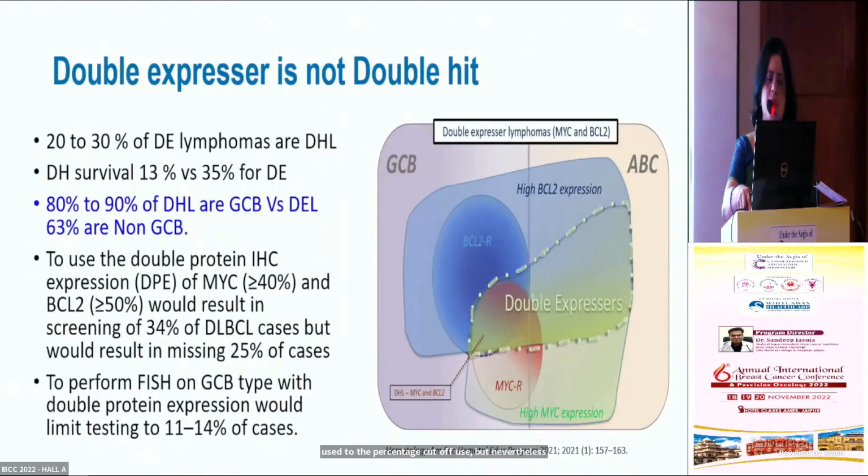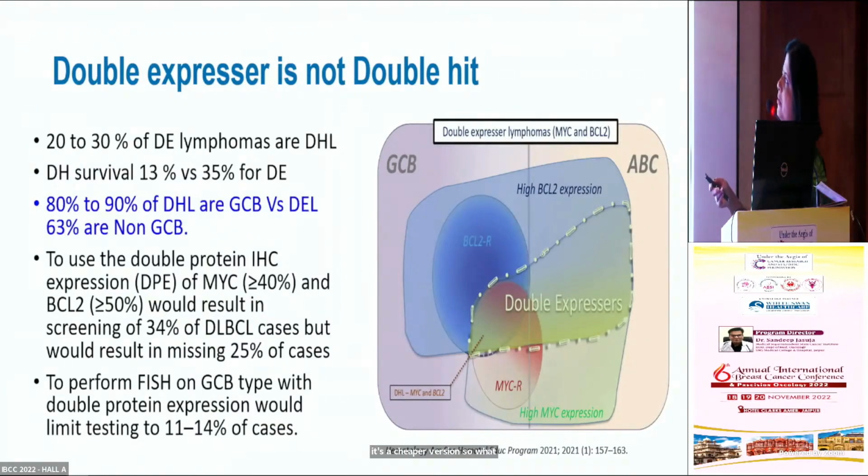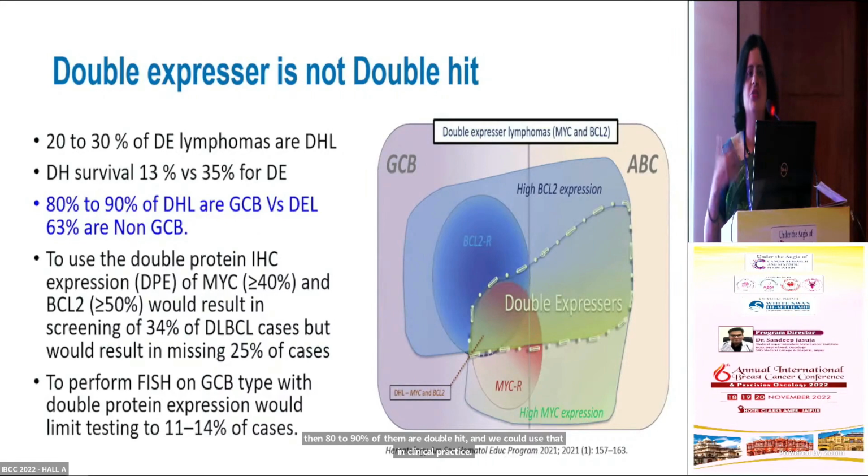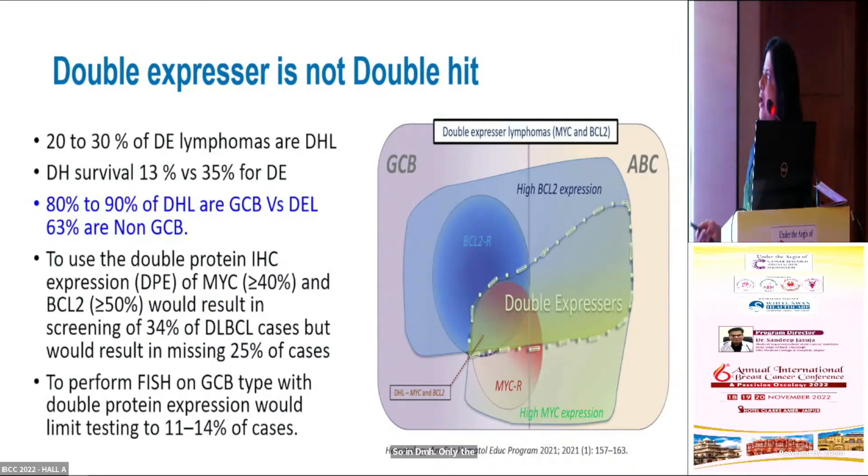So what should be the current mandate? The current mandate is very simple, that only 20 to 30% of the double expressor lymphomas are double hit lymphomas. But if you have a GCB tumor that is a double expressor, then 80 to 90% of them are double hit, and we could use that in clinical practice. So in TMH, only the GCB type of tumors which are double expressors are sent for FISH, and as of today, we've had almost 90% of them as double hit lymphomas. So the cutoffs, we continue to use the 40 and 50% cutoff for FISH.